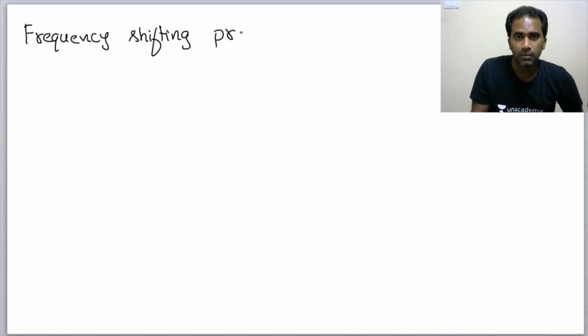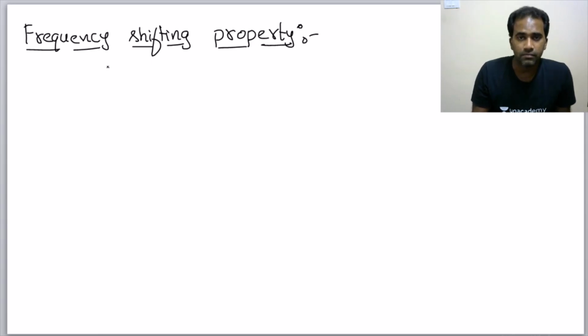Frequency shifting property. Once we learn frequency shifting property, we can understand the Laplace transform of sine and cos signals. Right. x of t has a Laplace transform of x of s.